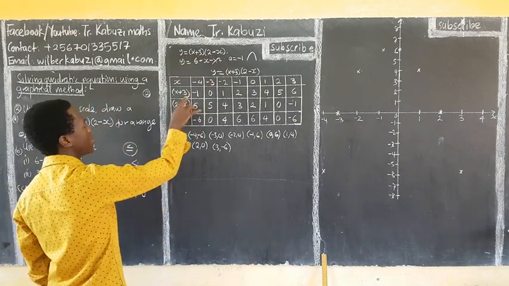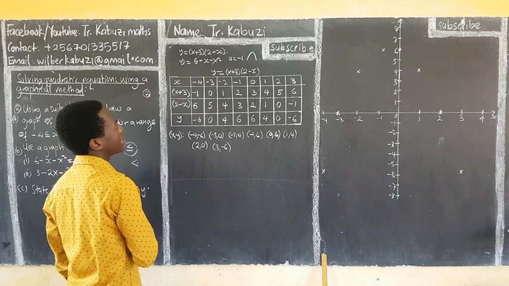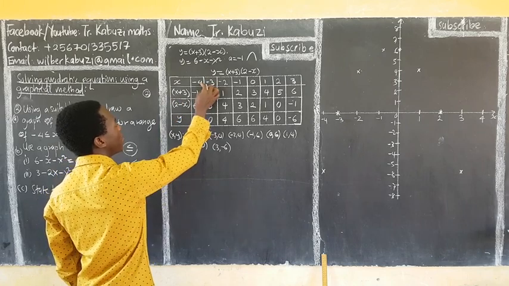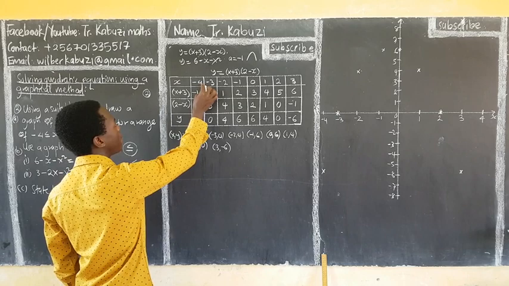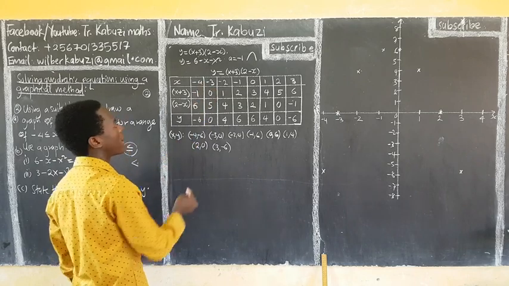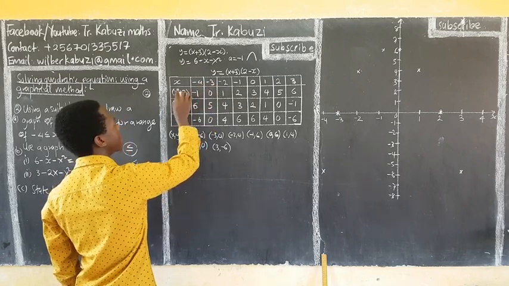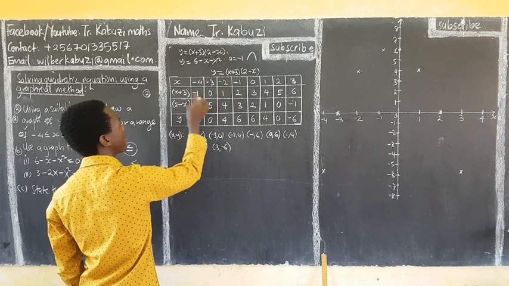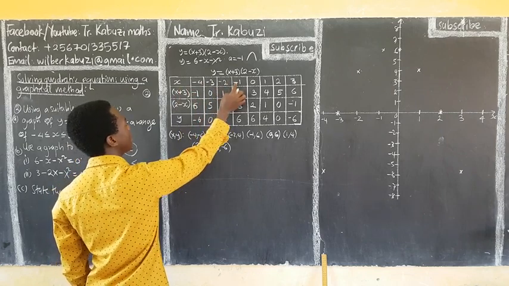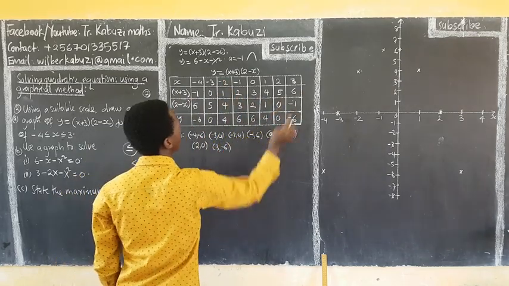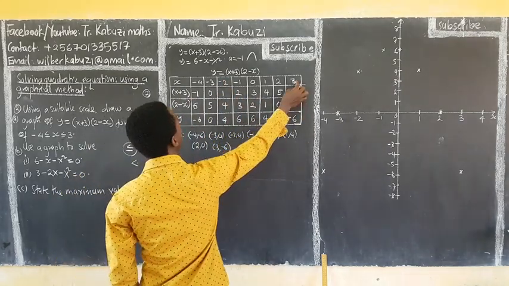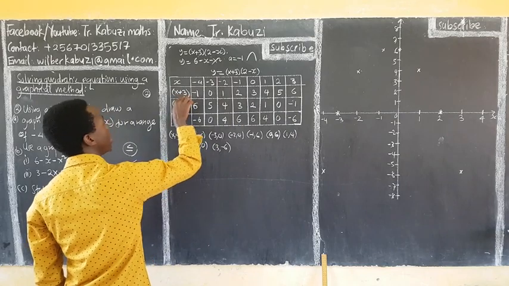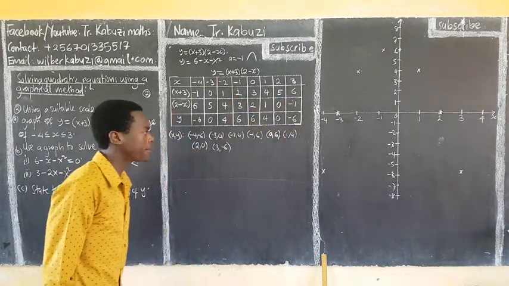How do I get this one? So they are telling us x plus 3. So this is the x. When you add this 3 here, -4 plus 3, you get -1. Then x is -3, now -3 plus 3 gets 0. Now x is -2 plus 3, you get 1. Then x is -1 plus 3, you get 2, until you reach this side. So now x is 3, so x plus 3, that's how we have 6 there.